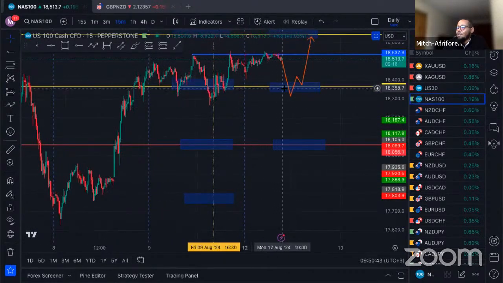As well as the NASDAQ, similar situation here. We're within an area where the sellers are in control, we just need a pullback to come in for us to be able to look for those buying opportunities.